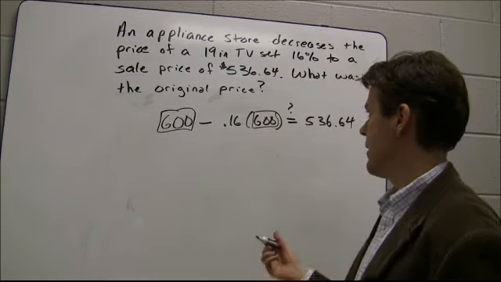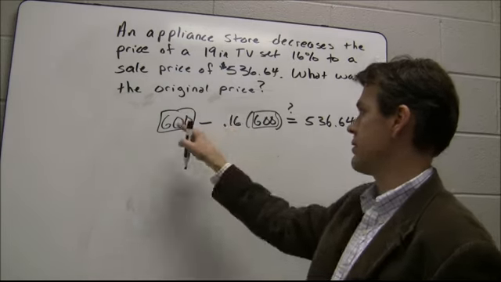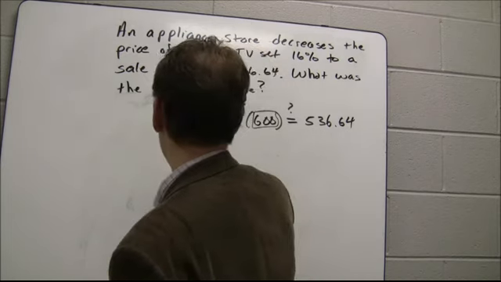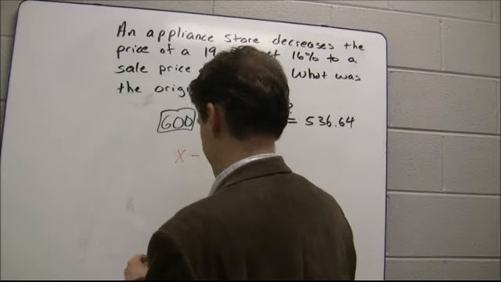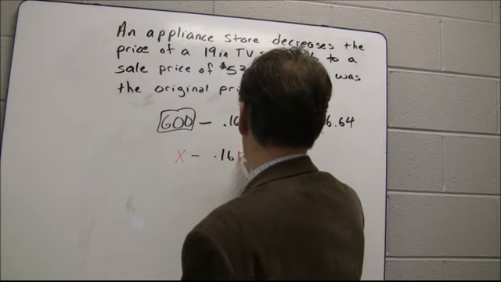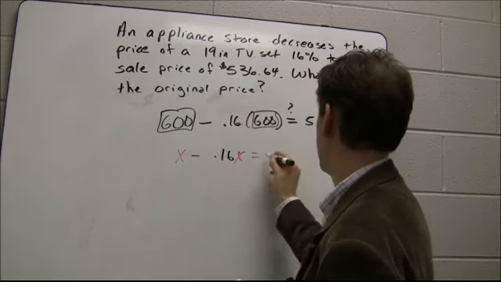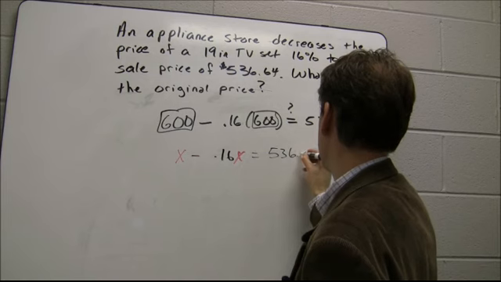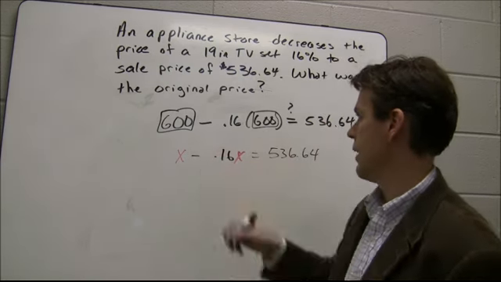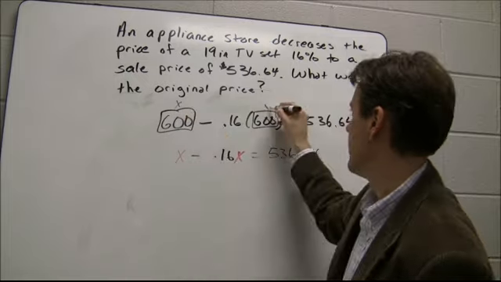But we will use this notion, this number I just made up, to help get my x, because rather than using 600 that I just made up, I'm going to use an x there. So x minus 0.16x equals 536.64. Okay, so I just made that number up. So I'm going to put my x where I had that 600.